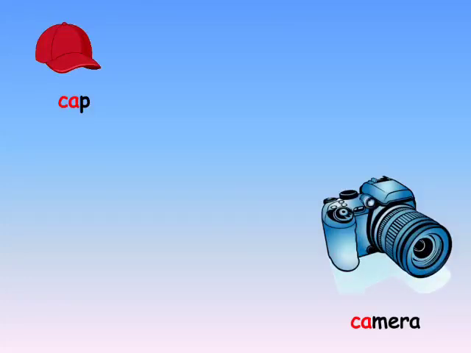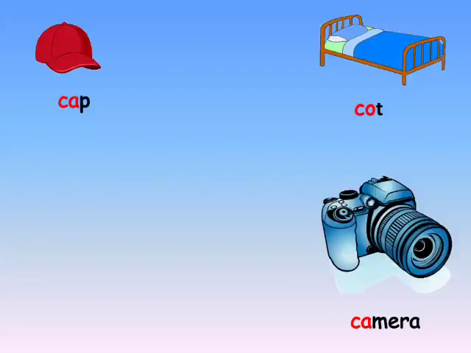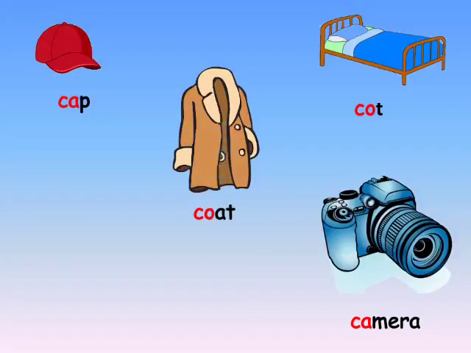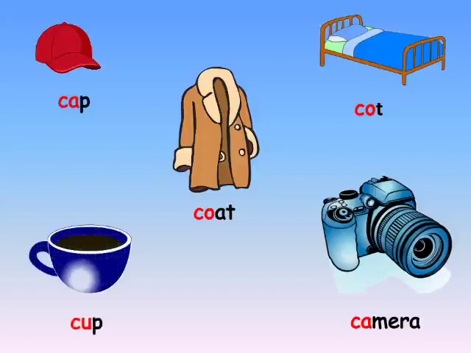Camera. Cap. Camera. Cot. When C is before O, it sounds K. Cot. Coat. Cup. Again, cap, camera, cot, coat, cup.